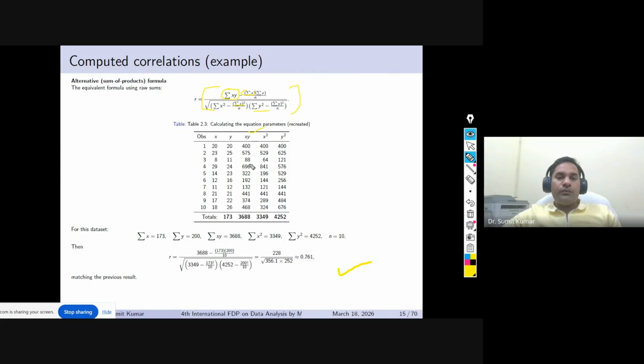So all the values, all the variables we have to create here, and after calculating these, we have to calculate the sum of these values. Then we have to put all these values in this formula, so you will get the required answer. Because the formula is the same, just the representation is different, the formula you have just used here will also provide you the same answer, that is 0.76.